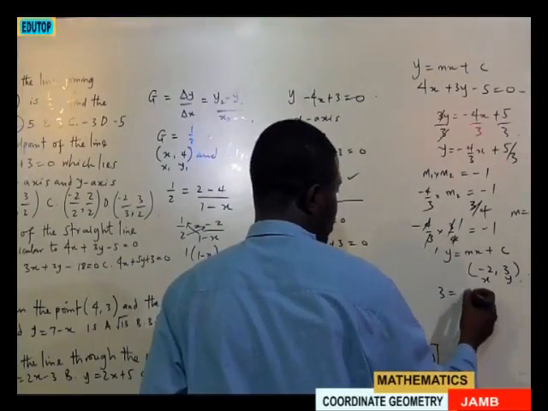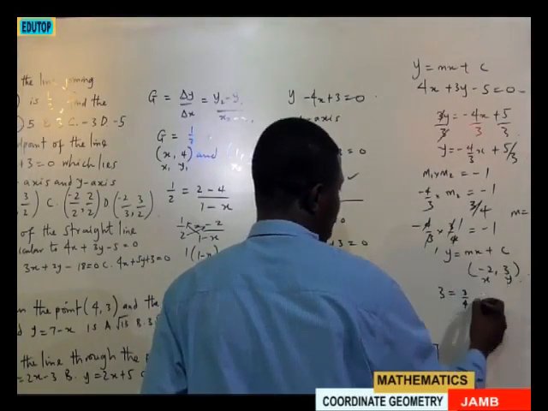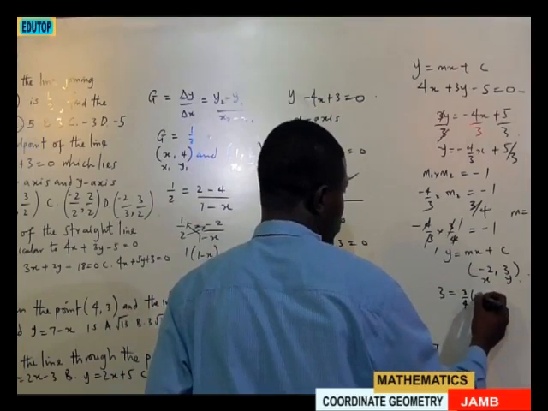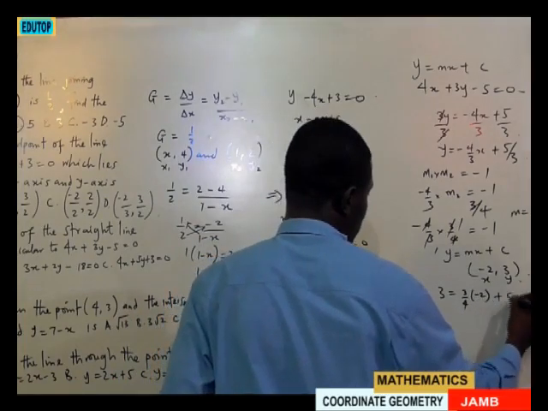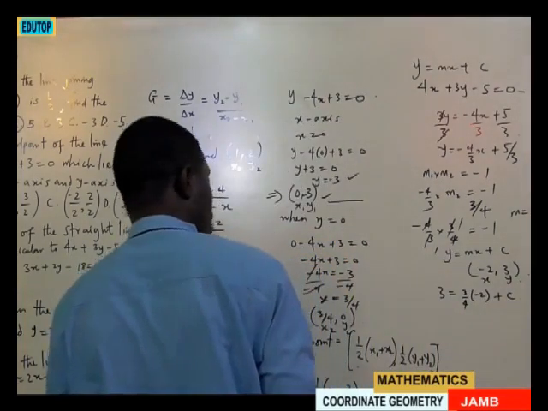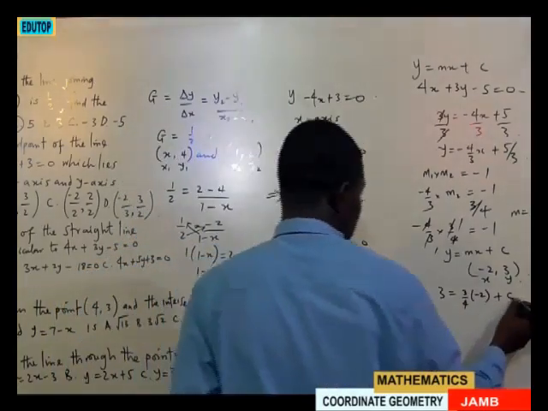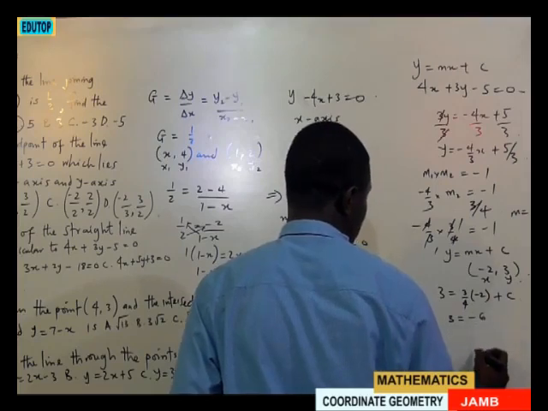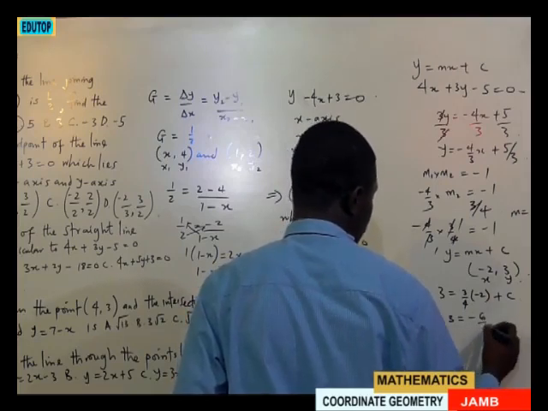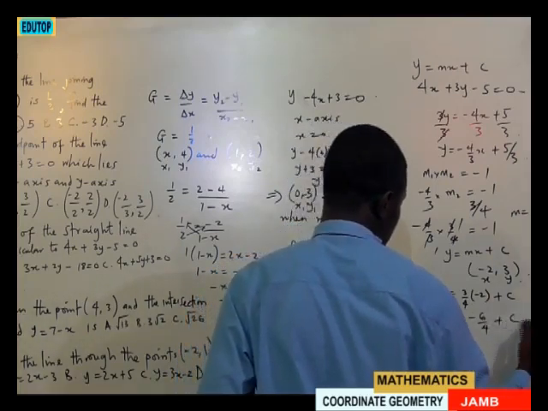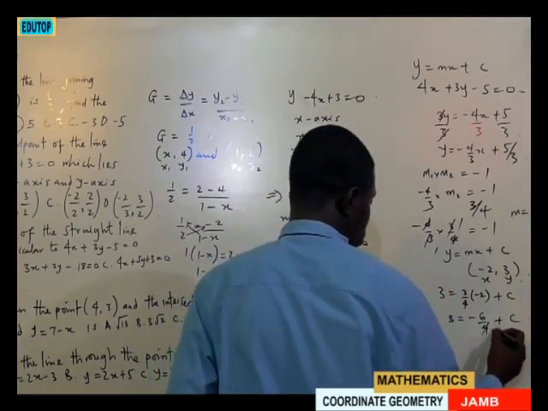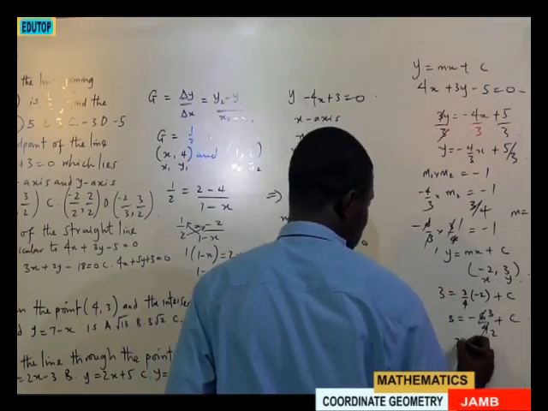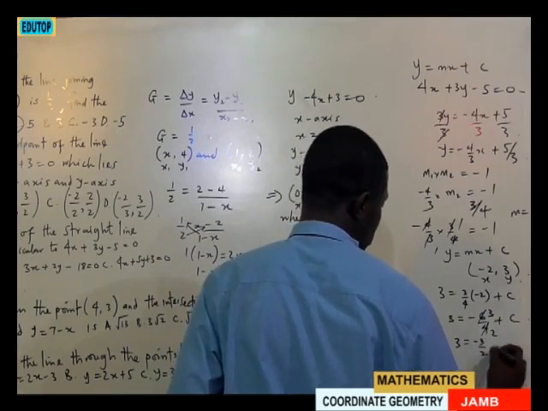What is our gradient? 3 over 4. What is our x? Our x is minus 2 plus c. So I'm interested in looking for my constant. Then I will have 3. This time this is minus 6 over 4 plus c. Then 2 can divide it. 2 here 2, 2 here 3. So I have 3 minus 3 over 2 plus c.